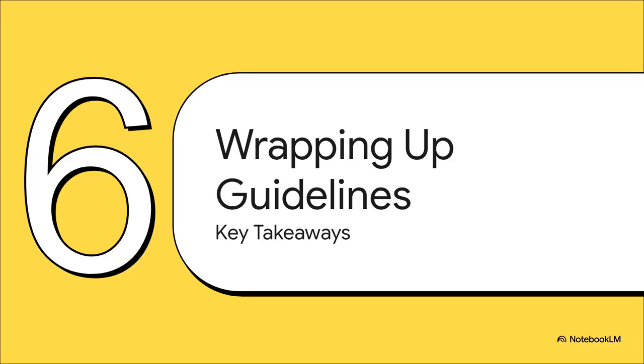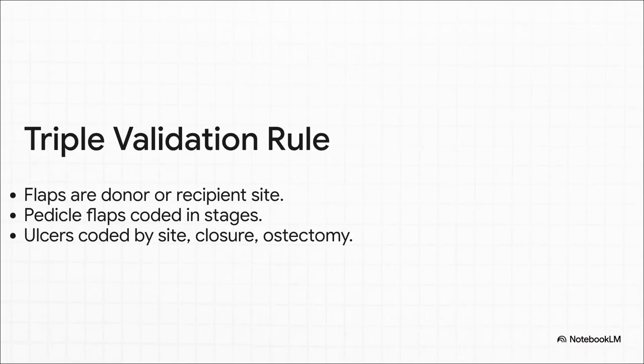Let's bring it all home with Section 6, wrapping up the guidelines. We've covered some serious ground today. So to keep it all straight, I want you to burn this triple validation rule right into your brain. 1. Are you dealing with a donor site or a recipient site code? 2. What chronological stage of the flap is being done today? Formation, transfer, or severing? And 3. For pressure ulcers, did you confirm the location, the closure type, and whether or not they performed an ostectomy? If you validate these 3 things every single time, you'll navigate these 1500 series codes like an absolute pro.